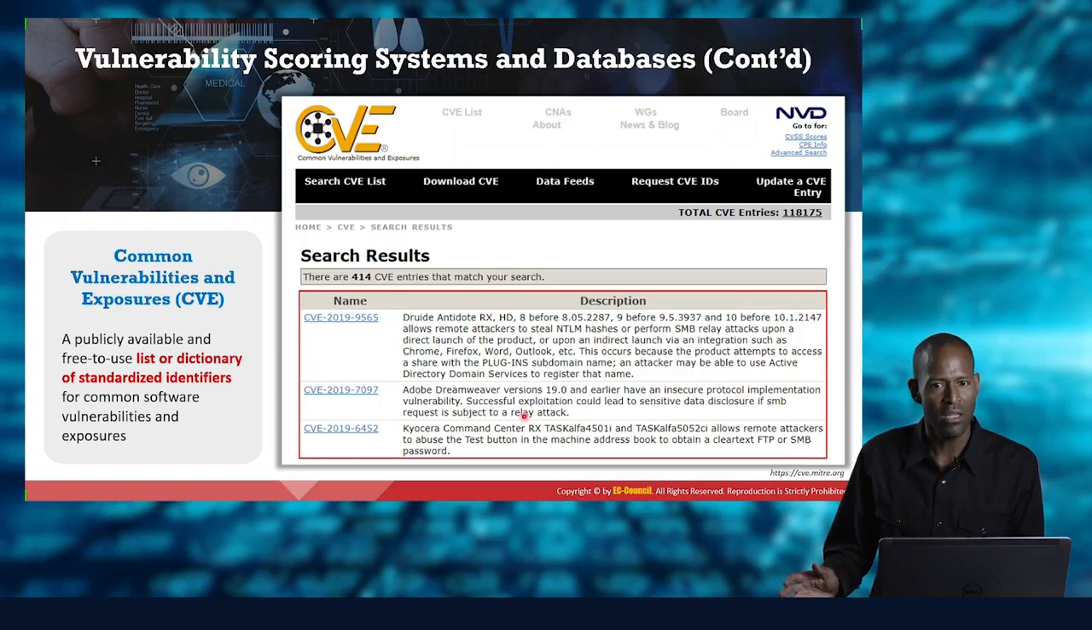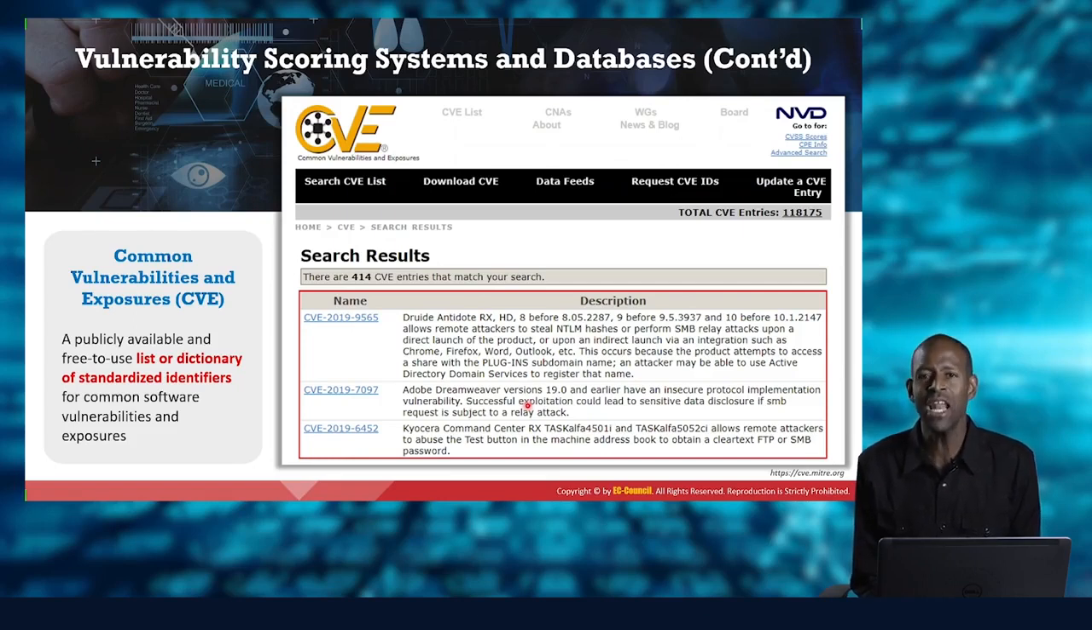So what does that mean? This is what it means. Let's say that I'm an attacker. I am scanning a network that I want to attack. I find a system that's running Adobe Dreamweaver 19.1, or 19, actually it should be 19.0. It says 19.0 and earlier. So let's say that it's 18.7.